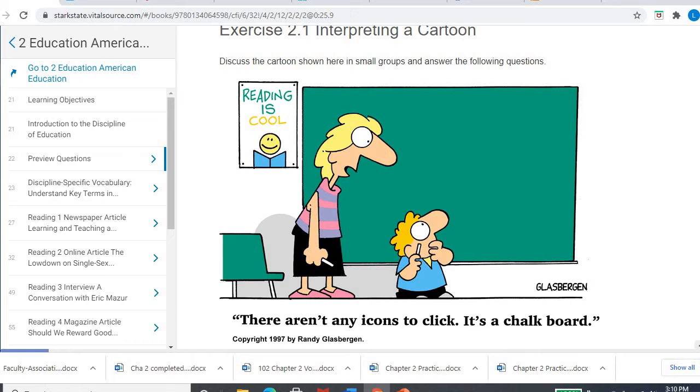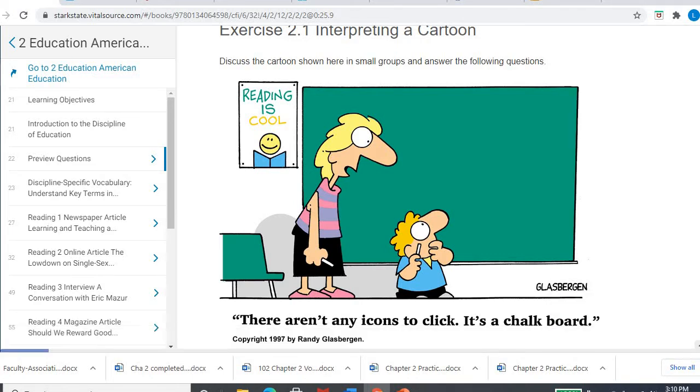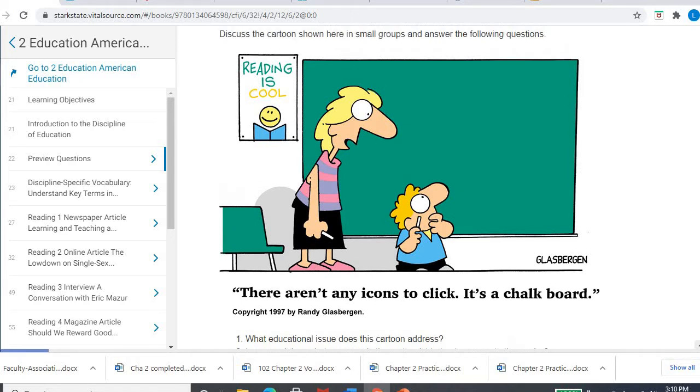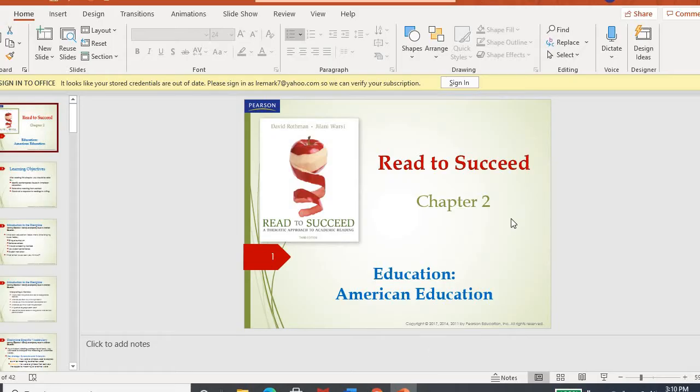And so this cartoon represents another issue in education revolving around technology and how things are evolving. And even though things are evolving, is that holding us back in some capacities? So that opens up some contemplation and reflection as well. Okay, so that is the content area. All of the readings you're going to do in this chapter will have something to do with the field of education.